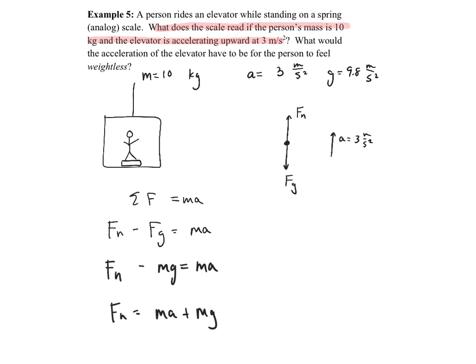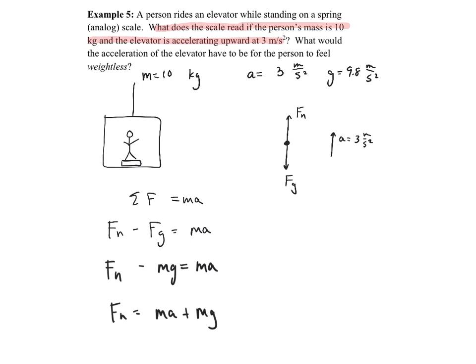Well, the scale is reading you as not just your weight, but your weight plus ma. This is some positive quantity because a is positive here. If I were accelerating downward, a would be negative. And therefore, this would be a negative number, and it would take away from my weight, making me feel a little bit lighter when I accelerate downward.